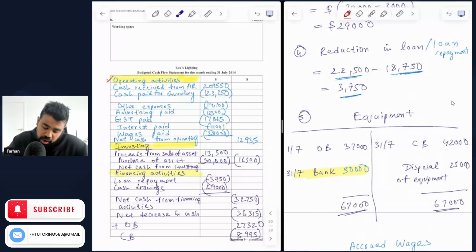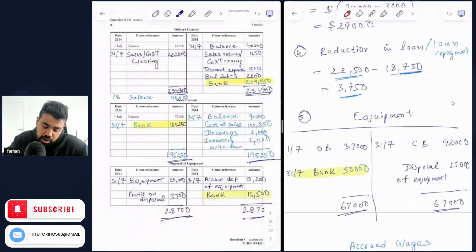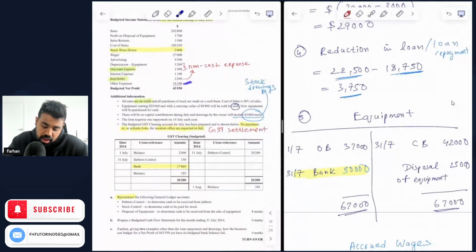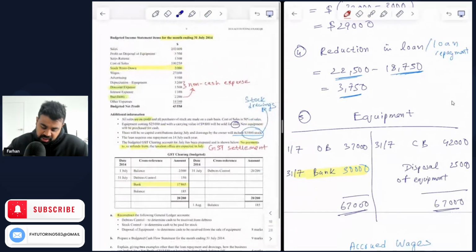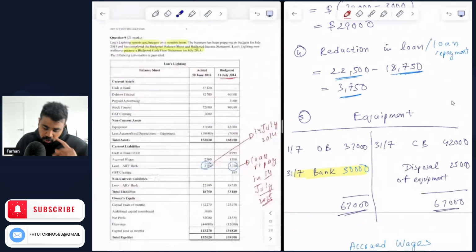Then we have included other expenses of 14,100. Where did we get this from? We got this from the budgeted income statement. And we can confidently say that these other expenses have been paid for in cash because if you check the current liabilities section of the balance sheet, you will see that the only expense that is accrued is the wages.